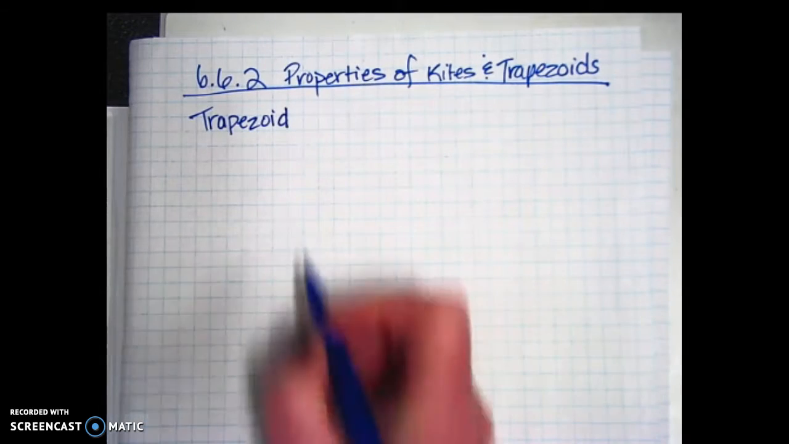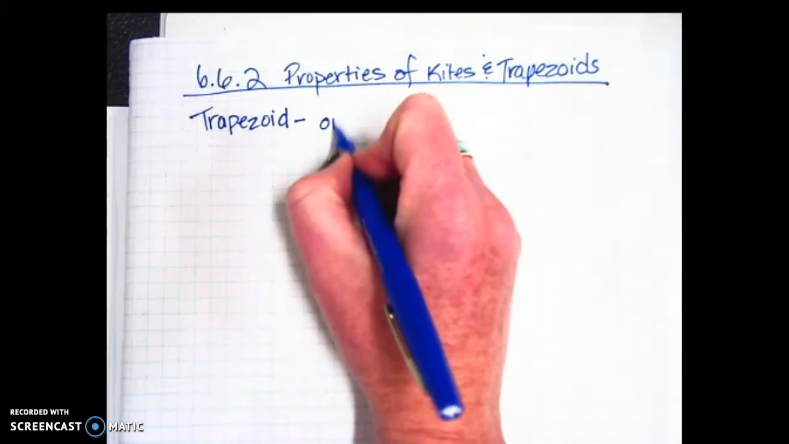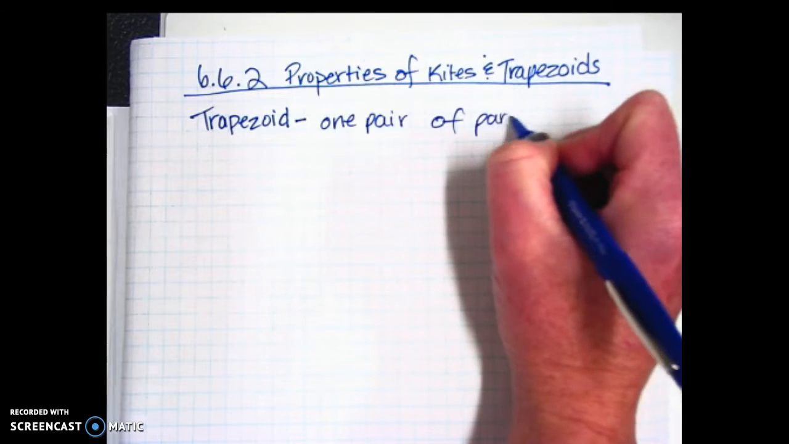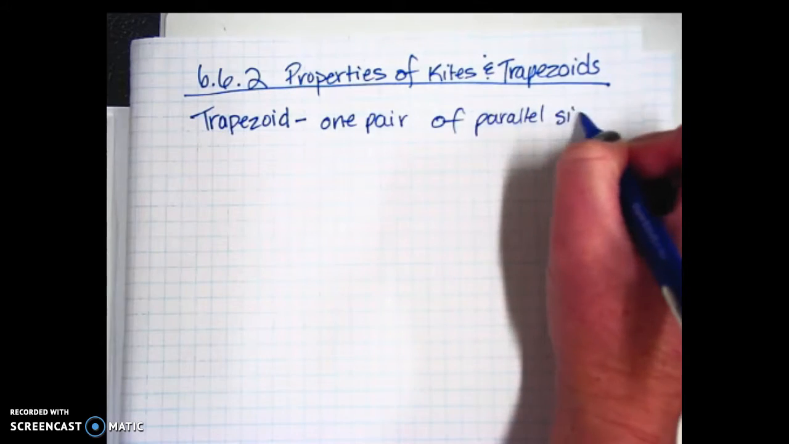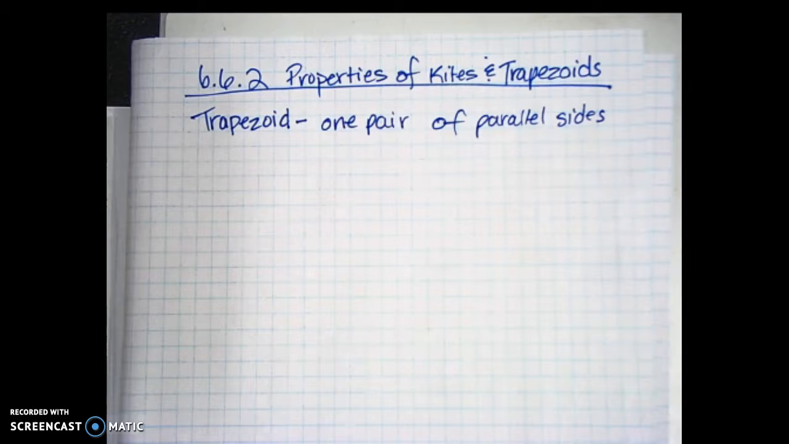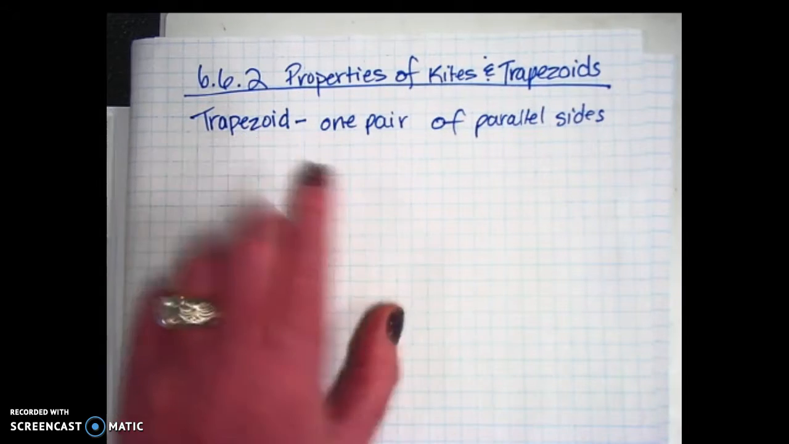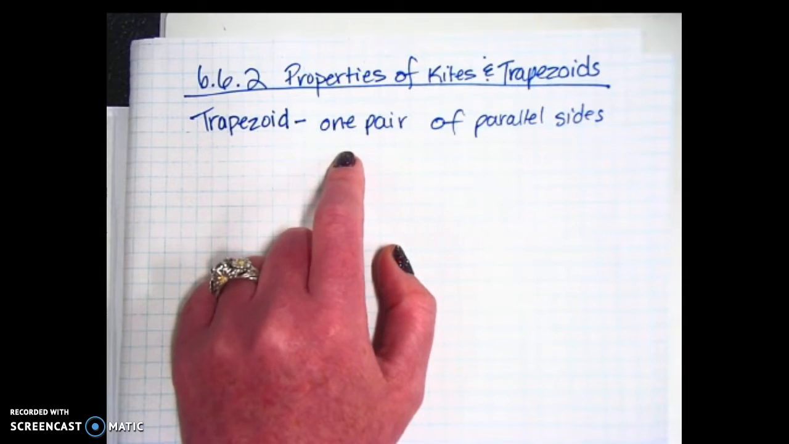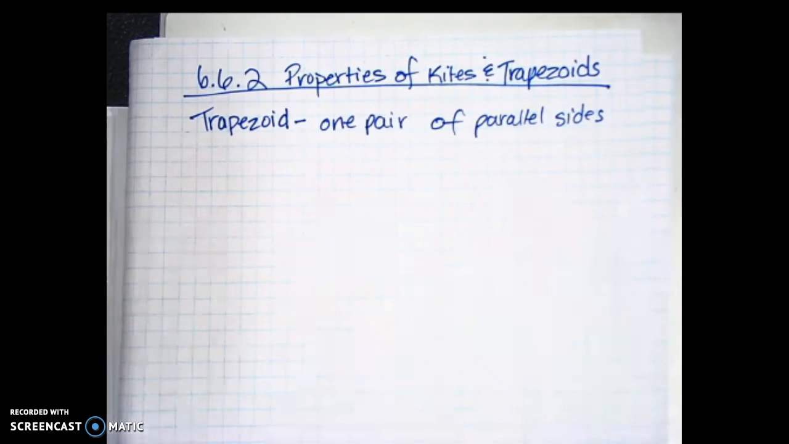A trapezoid has a super easy definition. It's just one pair of parallel sides. Okay, based on that information, is it a parallelogram? How many pairs of parallel sides does a parallelogram need to have? 2 pairs, right? It needs to have 2 pairs of parallel sides. So a trapezoid only has 1 pair. So a trapezoid is not a parallelogram, just like a kite was not a parallelogram.